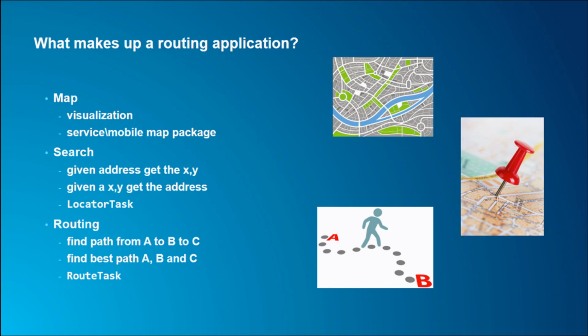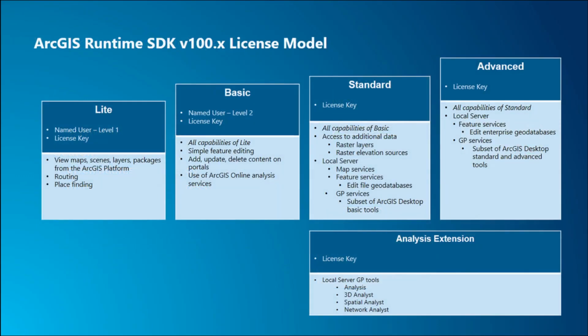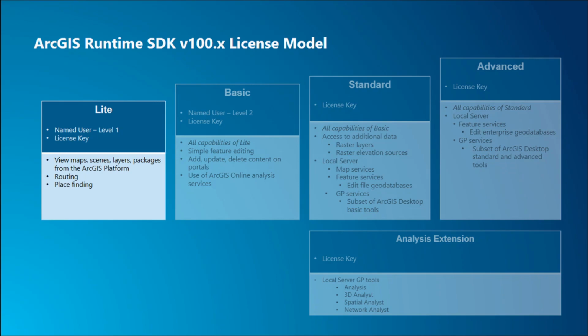And then for routing, you might want to find the path between a number of points going from A to B to C, or potentially you have a number of points and you just want to find the best path between those points. For that, we have something called the route task. Where's this all available? This is all available at a license level, the Light license level. That's for viewing services and packages, routing, and place finding.